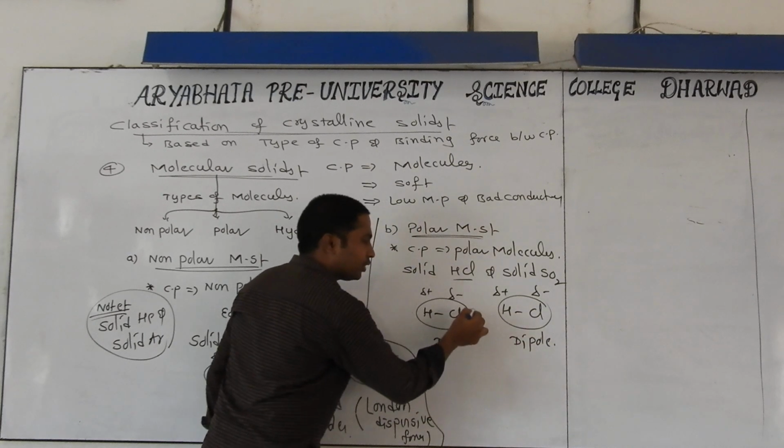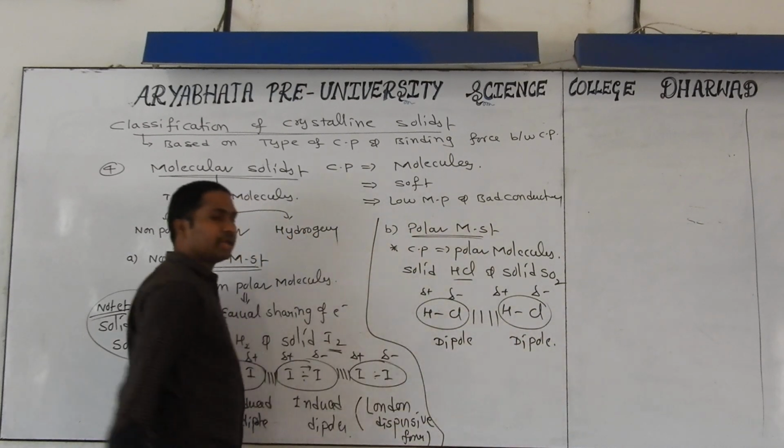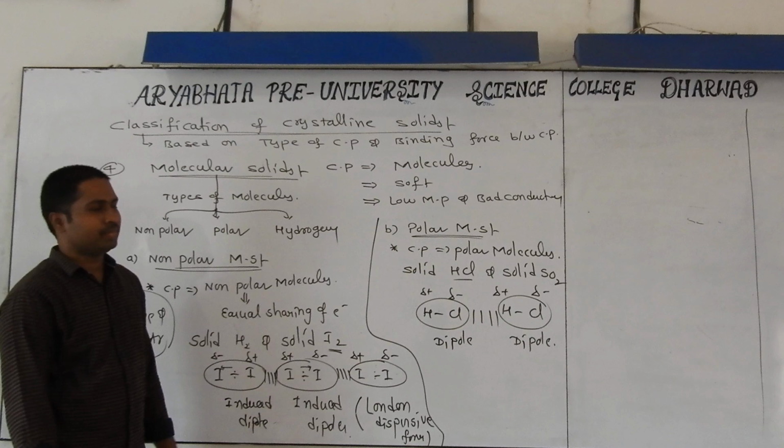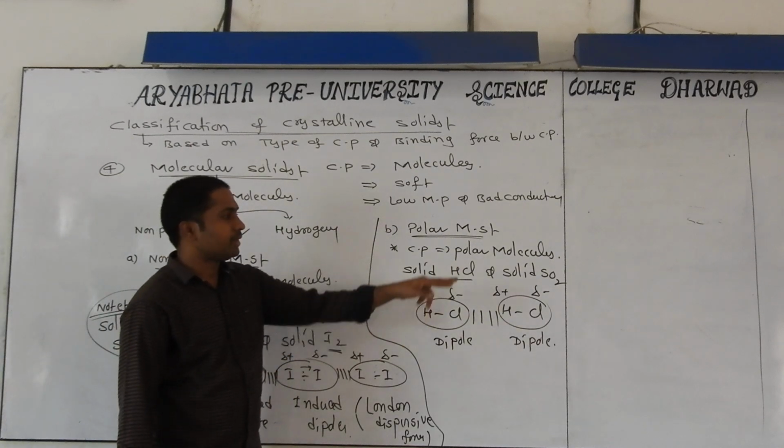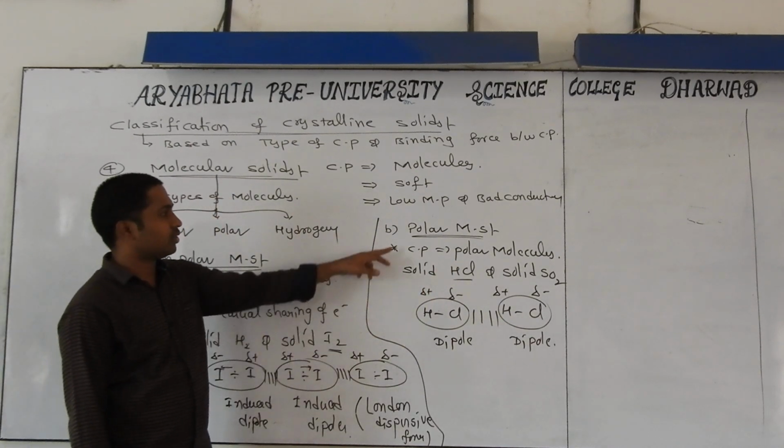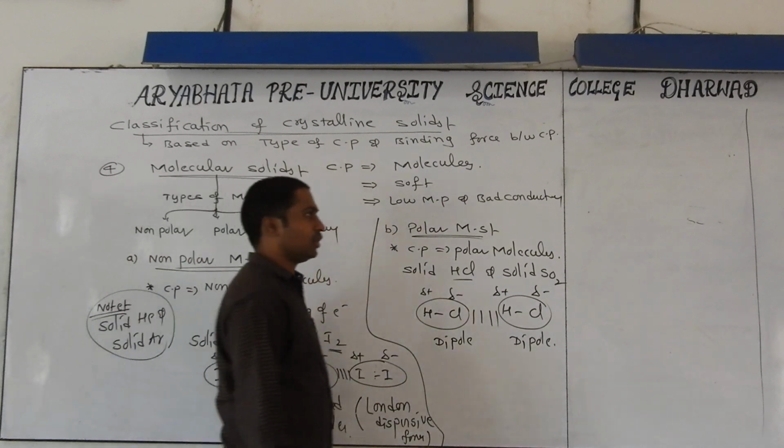Between dipoles some attraction is coming. That is only called dipole attraction. The same situation will happen in the SO2 molecule also. That's why they are called polar molecular solids.